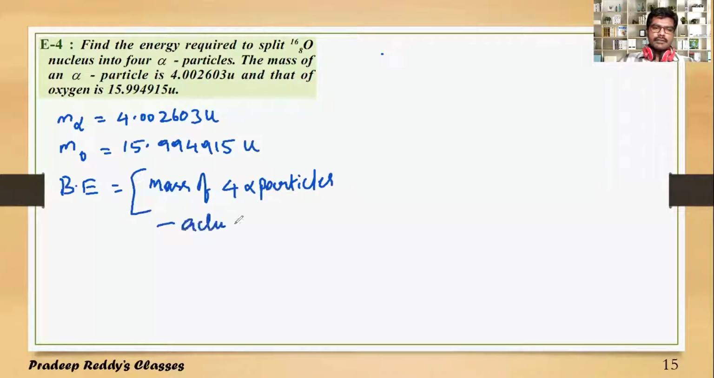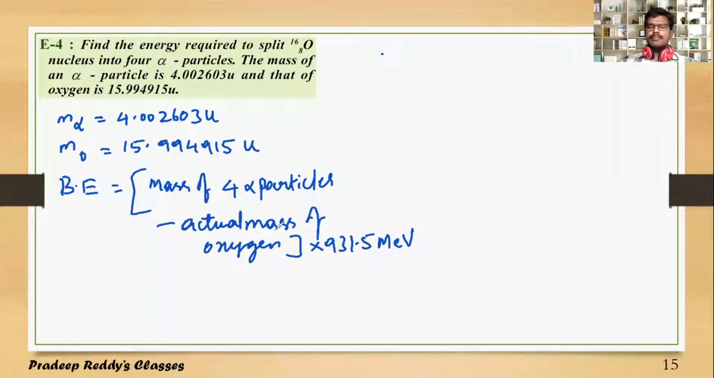minus actual mass of oxygen into 931.5 million electron volt. So if you are able to provide this much amount of energy, you can split that oxygen into 4 alpha particles, because the reaction can be written like this: oxygen 8,16 gives 4 times helium 2,4. 4 2s are 8, atomic number 8 on both the left hand side and right hand side of the reaction is balanced, and 16 is mass number, 4 4s are 16, that is balanced.